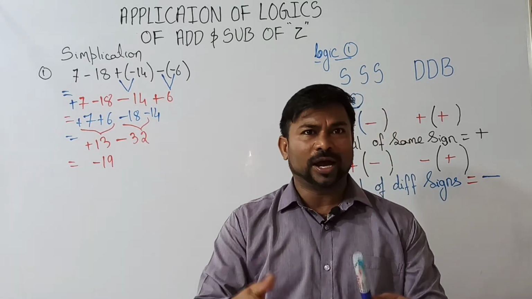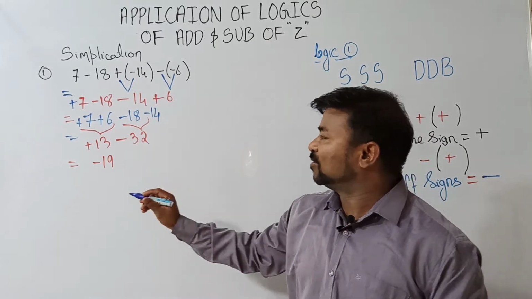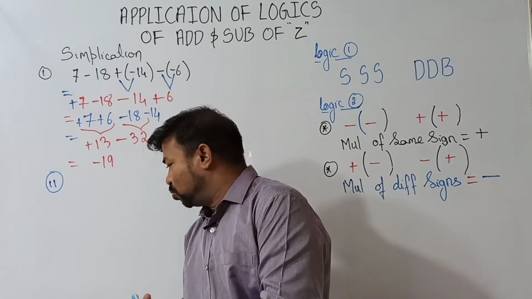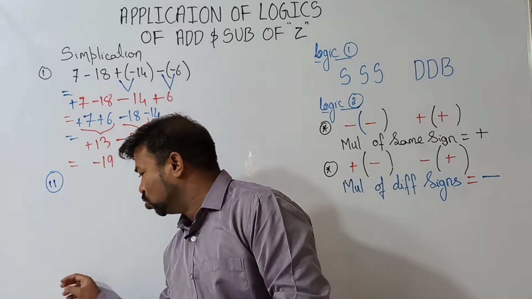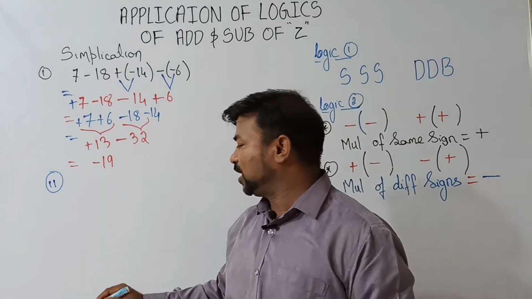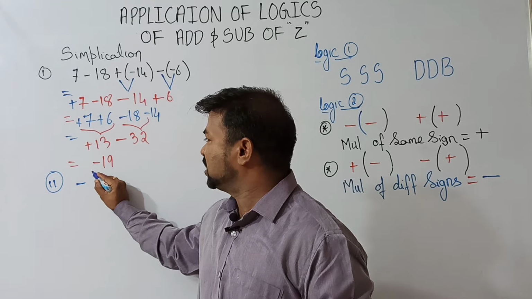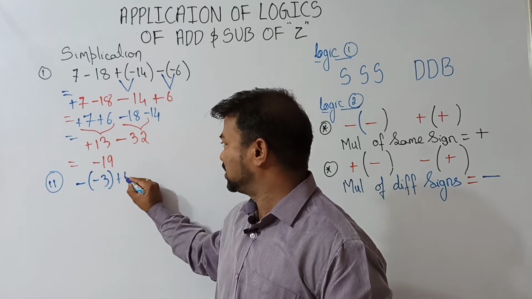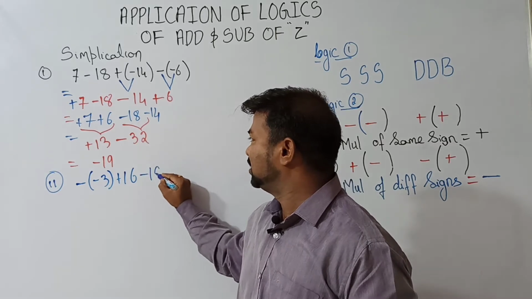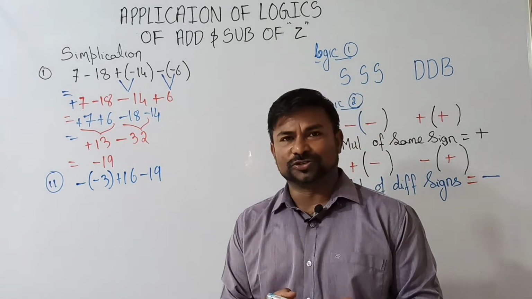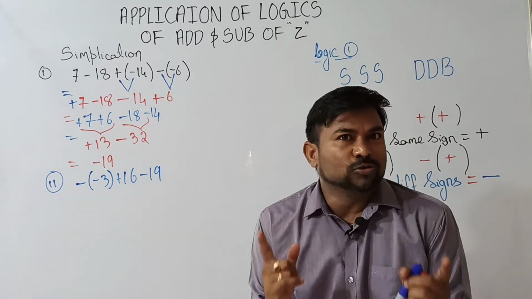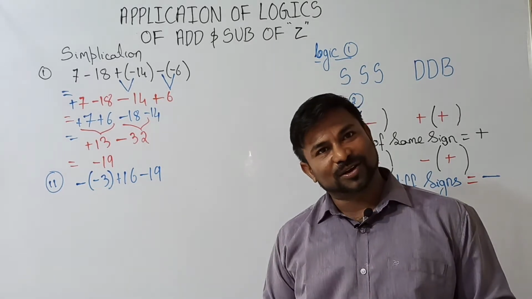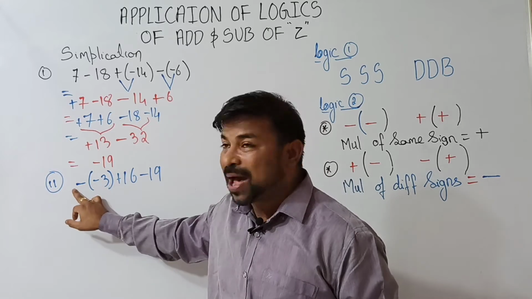Okay, hope you got it, but I will go with one more sum now. So, let us go for the second sum. Let me take one more sum, that is minus of minus 3 plus 16 minus 19. Okay, little bit tricky here. Are you going to multiply here? Yes. How do you know? By seeing the bracket.